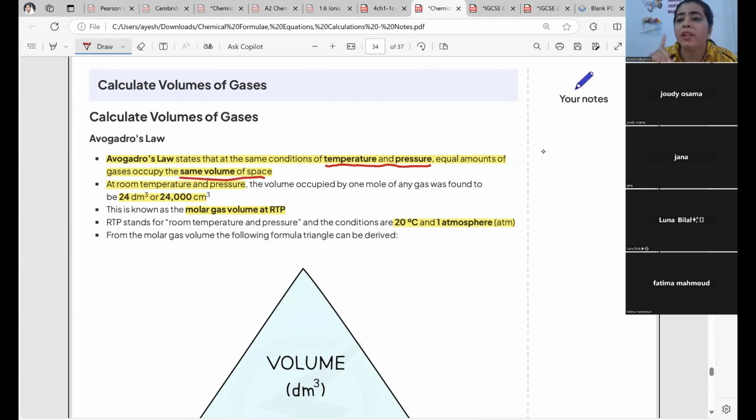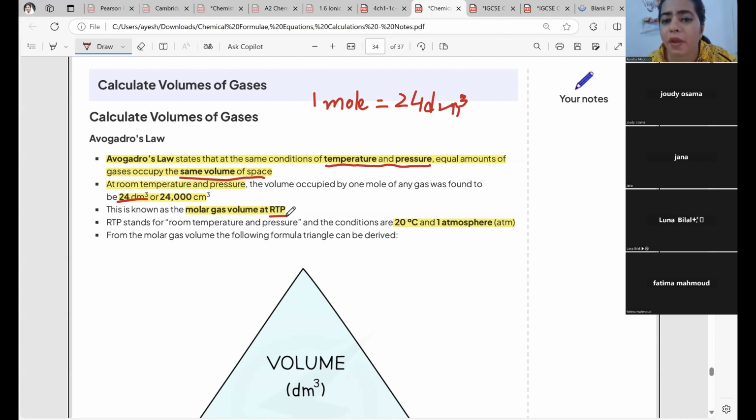It means if we have 1 mole of the gas, let's say, at standard temperature and pressure, at room temperature and pressure, then that 1 mole of the gas is going to take the space or volume of 24 dm cube. Okay, so 1 mole of any gas is going to have the volume 24 dm cube only. It is 24 dm cube, not always. It is 24 dm cube only when we have room temperature and pressure.